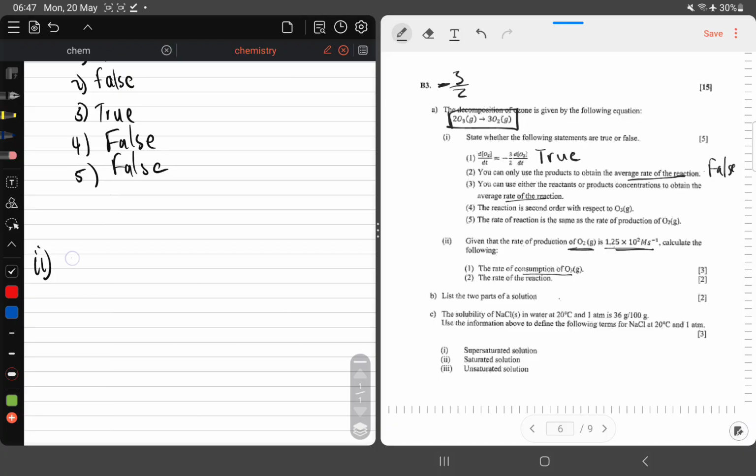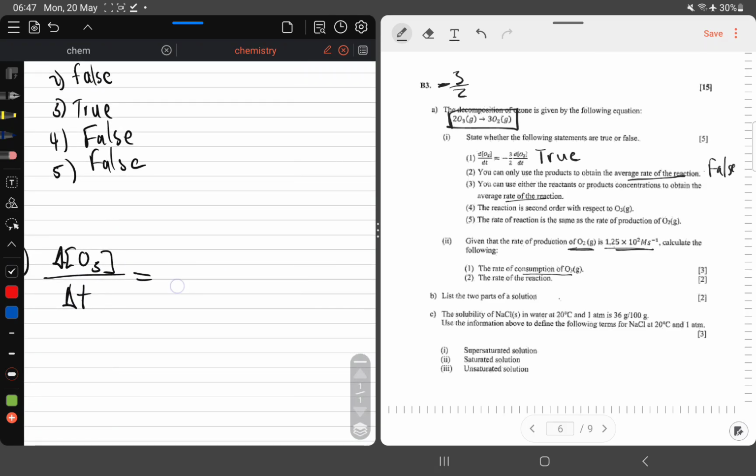We say that the rate of consumption of O3, we can say delta O3 over delta T, it's going to be, we are starting from O2, so we divide by 3, okay? And then we multiply by 2. So it'll be 2 over 3. And what do we put with 2 over 3? The rate of consumption, the rate delta O2 over delta T.